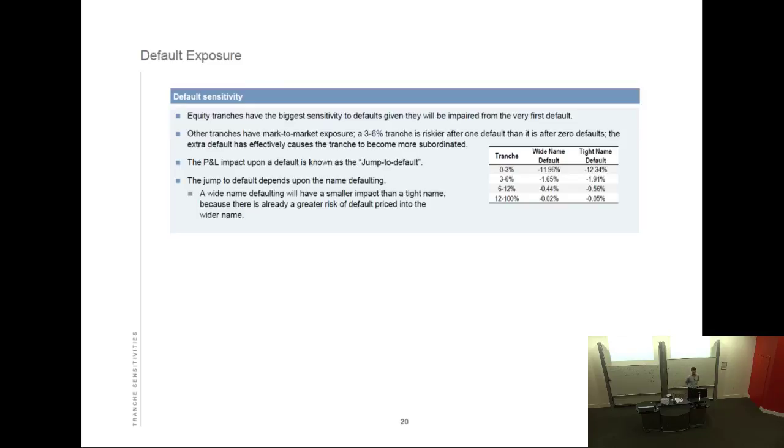Nevertheless, the default exposure is of course still by far the highest for an equity tranche, where a default immediately triggers a payoff, than for the more senior tranches. But it's important to know that default exposure is not 0 for a mezzanine tranche or a super senior tranche, because anytime a name defaults, you are getting closer to being impaired in your tranche.